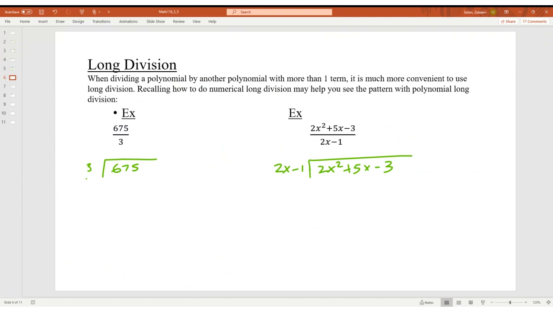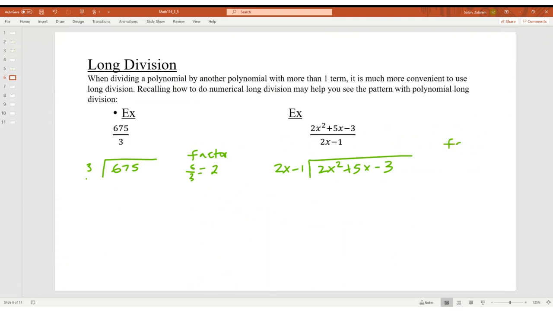That means you'll find a factor which multiplies 3 to give you 6. To find that number, all you have to do is divide 6 by 3, which is 2. So 2 times 3 is 6. That's how you figure out that factor. So we do the same for polynomials.